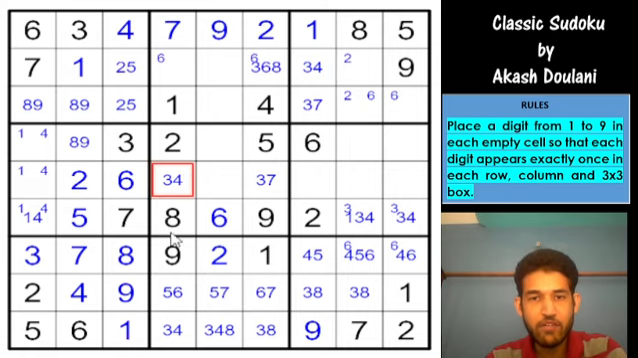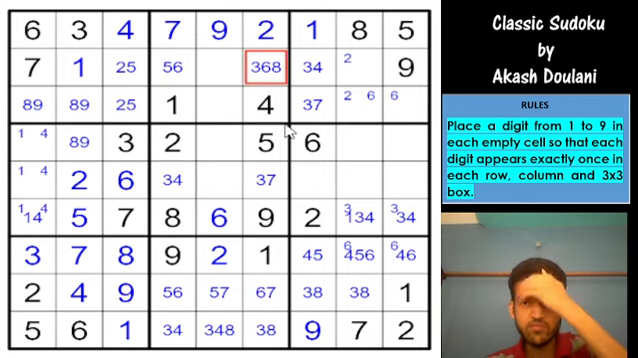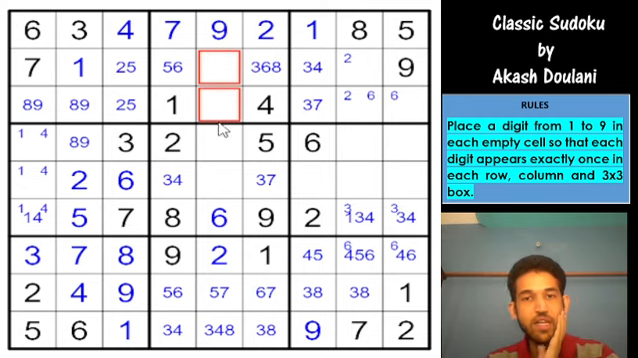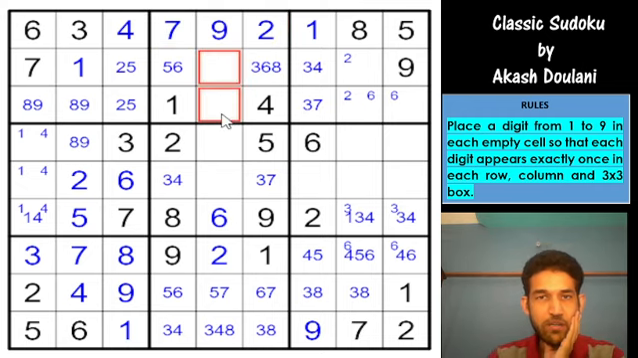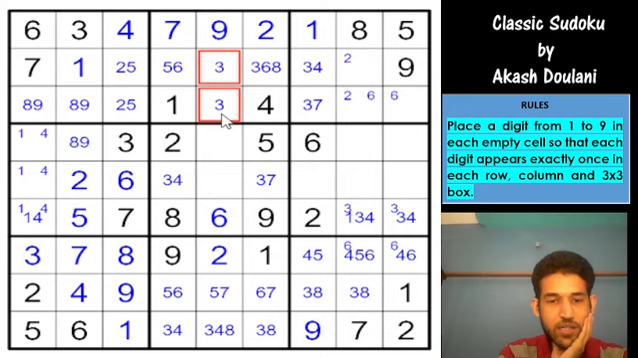Okay, I have a 3-4 pair in column 4, which means that this must be a 5 or a 6, right? Because you have 1, 2, 7, 8, 9 and a 3-4 pair, which means this must be 5 or 6, right? Let me remove the corner pencil marks. And these two cells can't be 1, 4, cannot be 2, 7, 9, cannot be 6, so they must be 3, 5, 8.